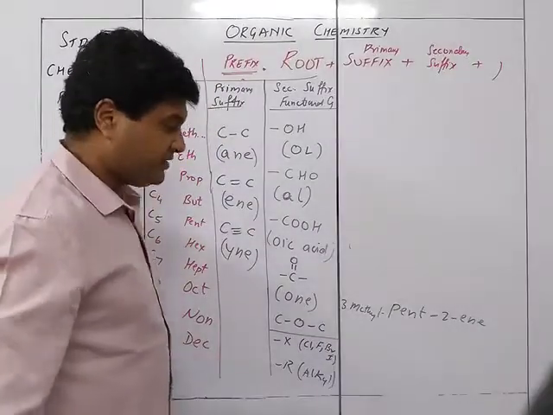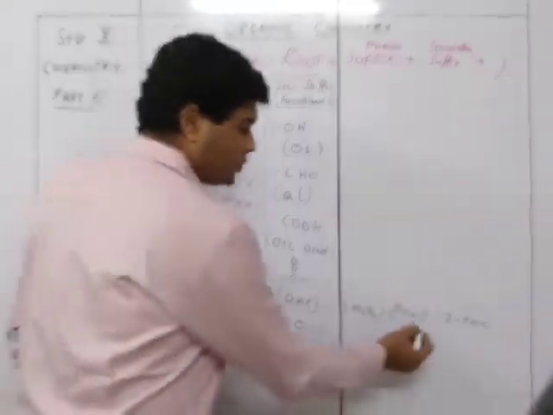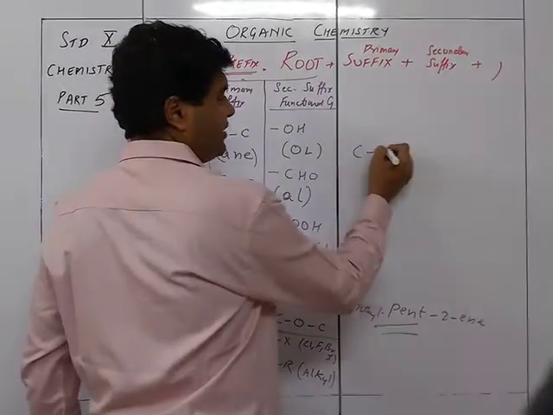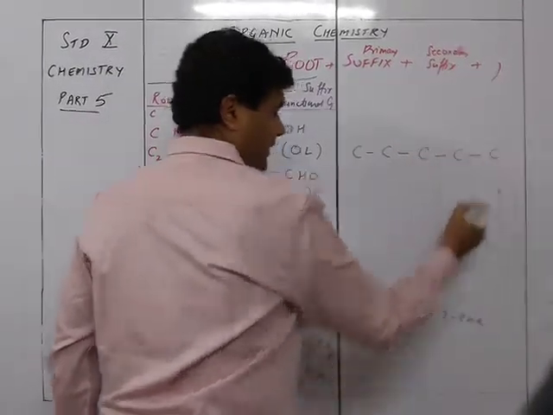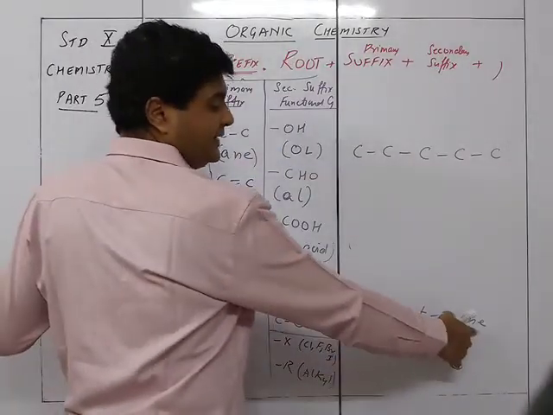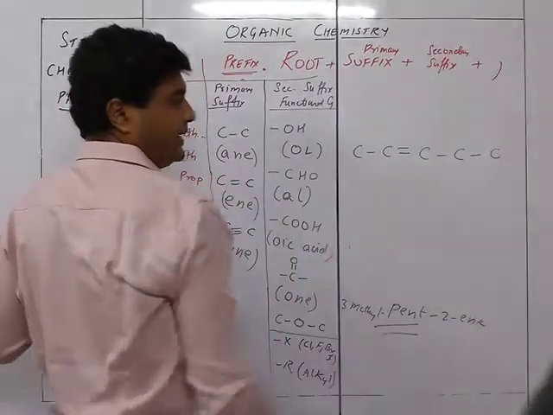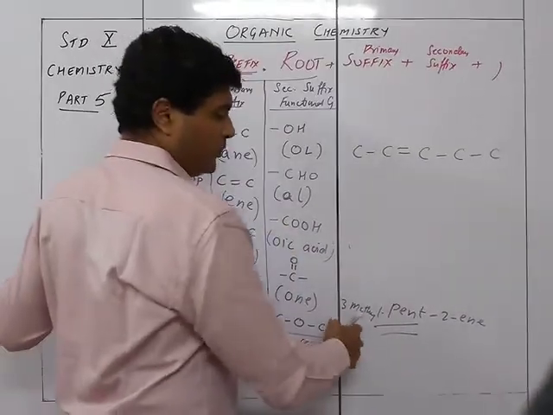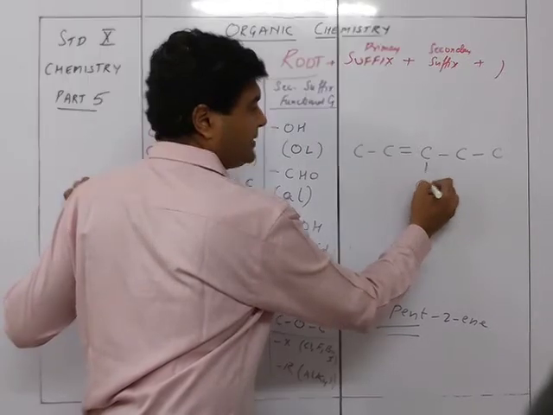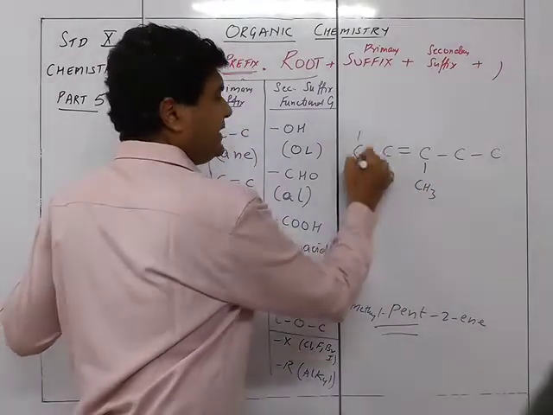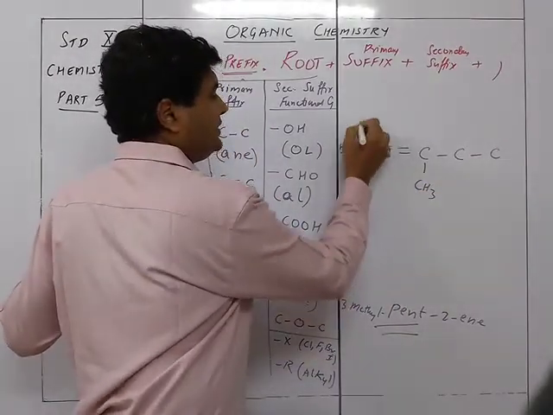The structure diagram will be simple. I know the root here is pent, so I'll be drawing 5 C's. Then I know that at 2 there is an ene, so at 2 I'll be putting a double bond. And then at 3 I'm going to put a methyl over here. And then the balance I'm just going to convert into H over here.